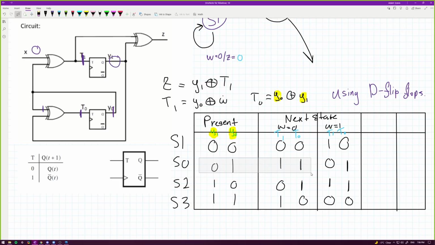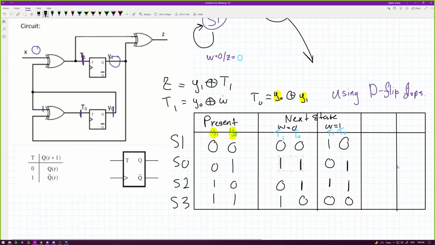Both T's are 1. So it flips it. So then on the D flip flop, it should be 0, 1. And then at W is equal to 0, that should be your next state is you flip both bits. So it's 1, 0. Does that make sense? Be 1, 0. Because, yes.